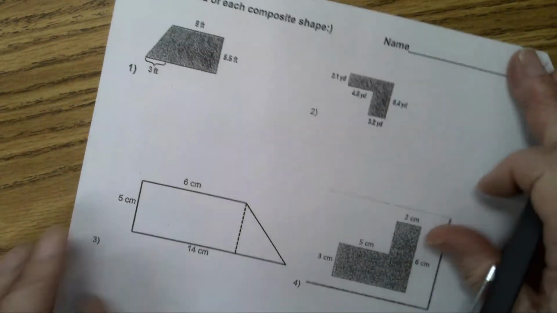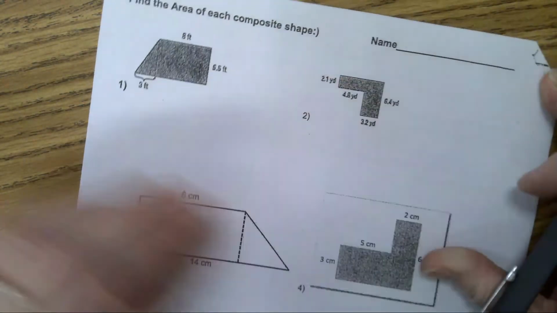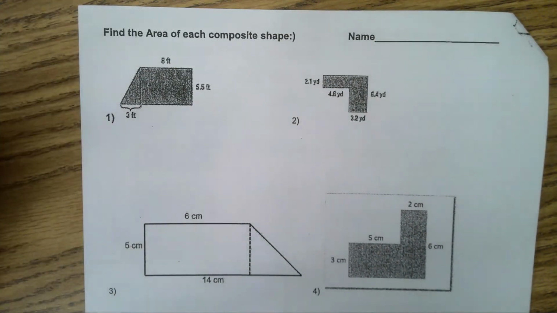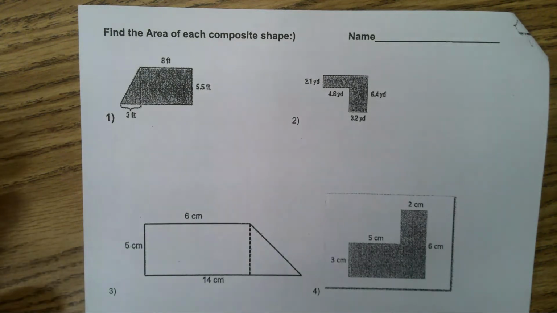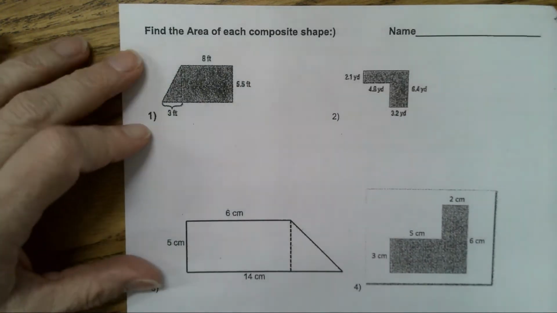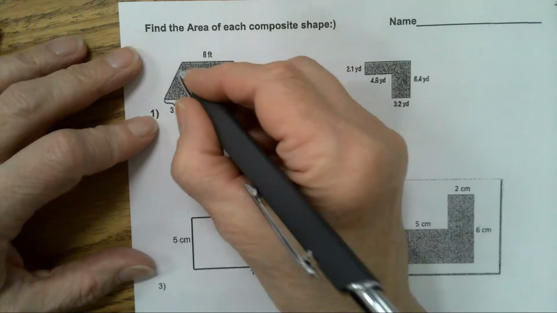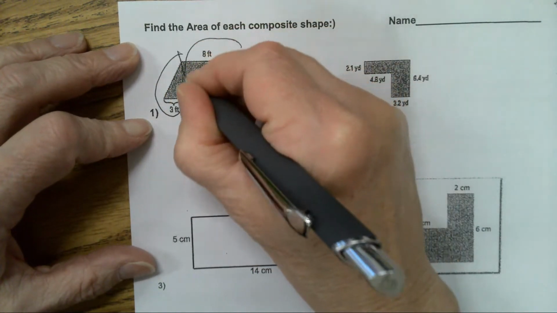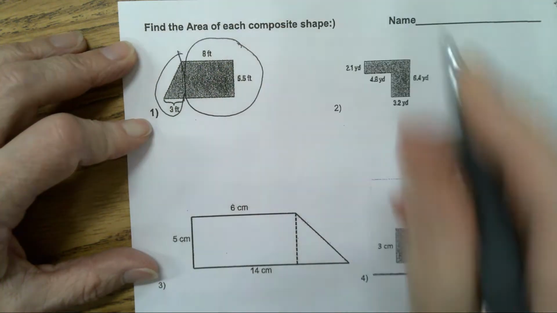Find the area of composite shapes. Okay, so on these composite shapes, you're going to find the area of 2 shapes and then add them together. All right, so for problem number 1, I'm going to find the area of the triangle plus the area of the rectangle. Do you see that?